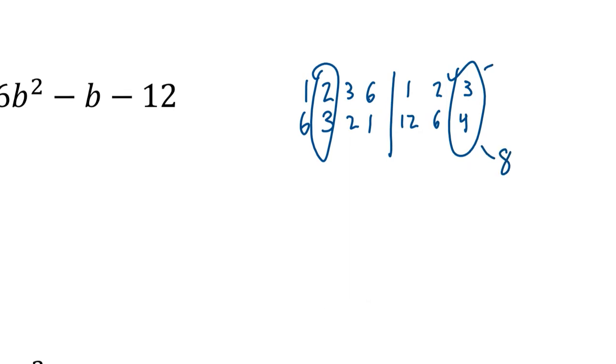3 times 3 is 9. 9 minus 8 is 1, or 8 minus 9 is negative 1. Whether it's 1 or negative 1, we're going to do that at the end. But the point is, when you subtract them, you get the 1 that we're looking for.